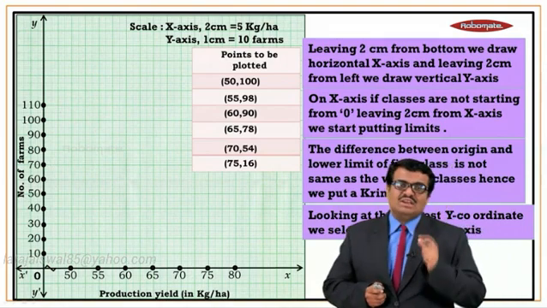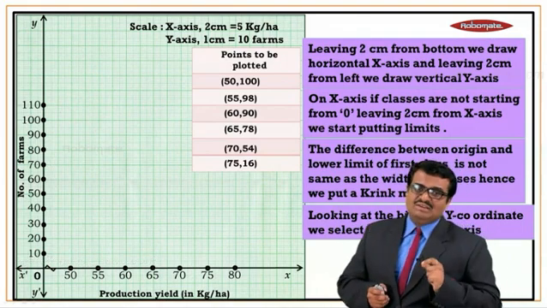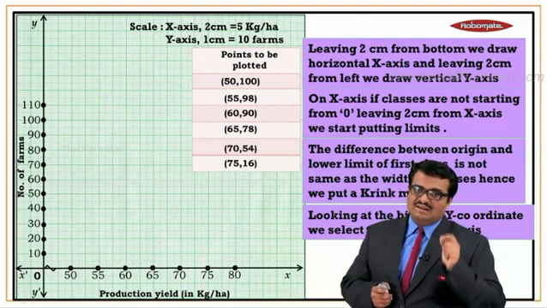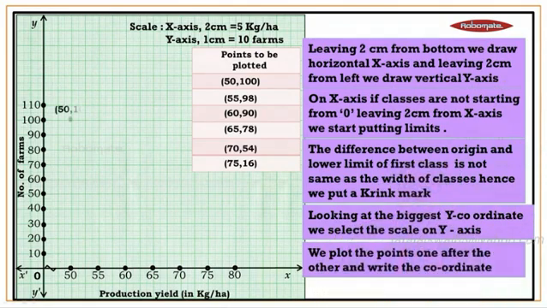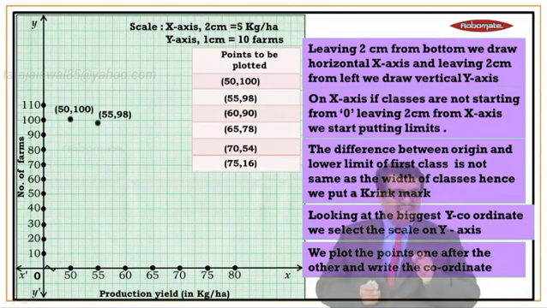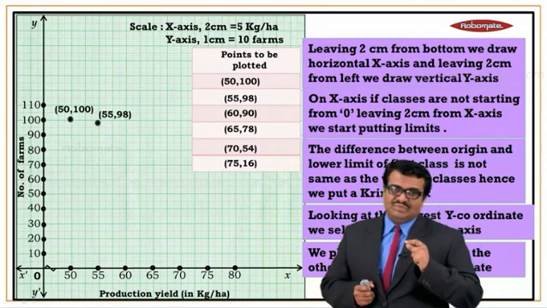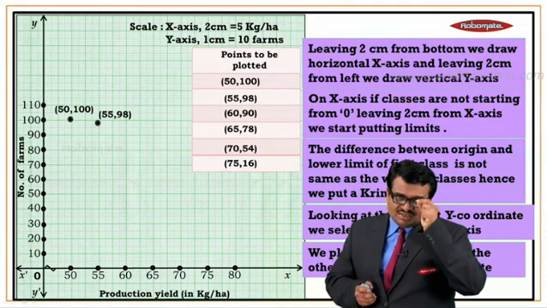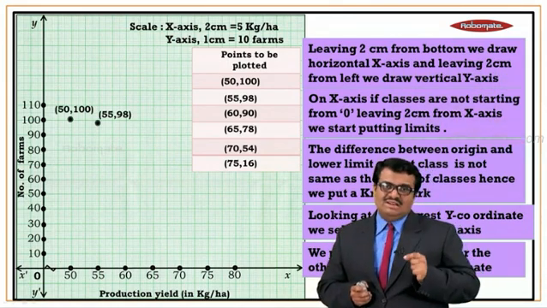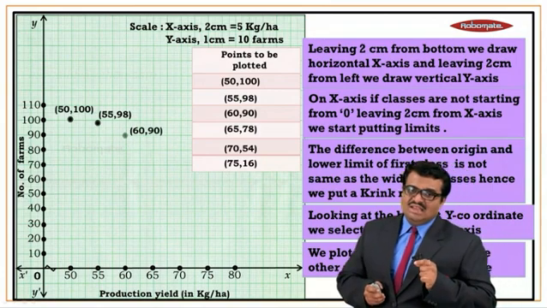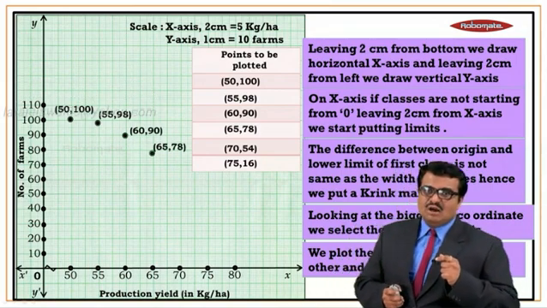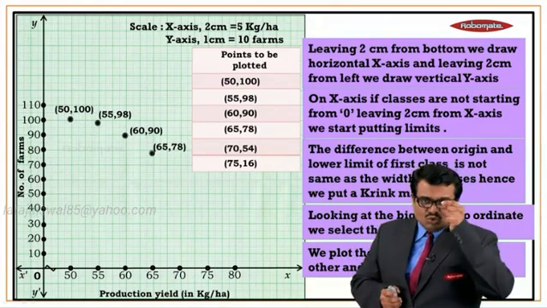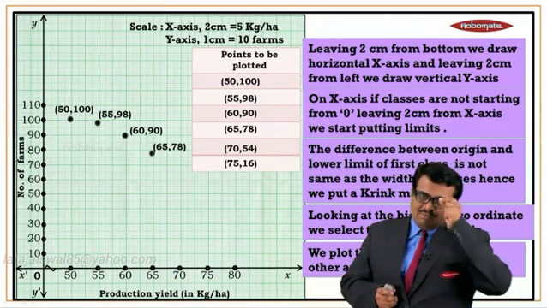Correct. Now let us start plotting all these points. The first point is 50, 100. So let us plot that point. The second point is 55, 98. Now where will be this 98? Just 2 boxes below 100, 2 mm below 100 will be that 98. So 55, 98. The next is 60, 90. 90 is very much there. The next is 65, 78. Where will be 78? Just 2 boxes below 80, 2 mm below 80.